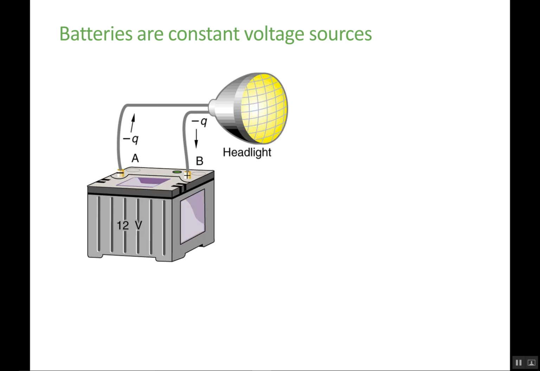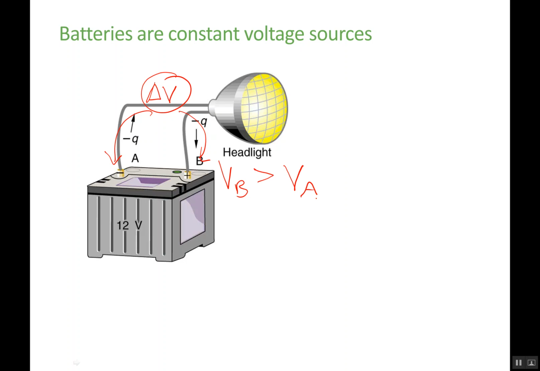Batteries are essentially constant voltage sources where there's a constant voltage difference, delta V, between the negative terminal and the positive terminal. So in this case, the voltage at the positive terminal is always greater than the voltage at the negative terminal. Usually the convention is to just say the voltage at the negative terminal is 0. So delta V equals the voltage supplied at the positive terminal.